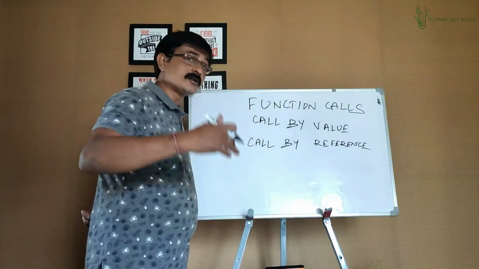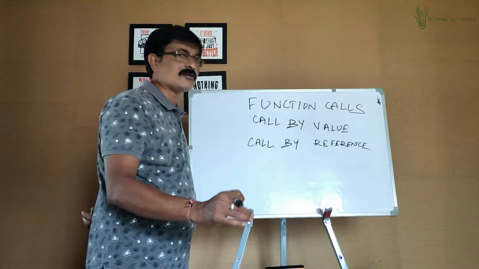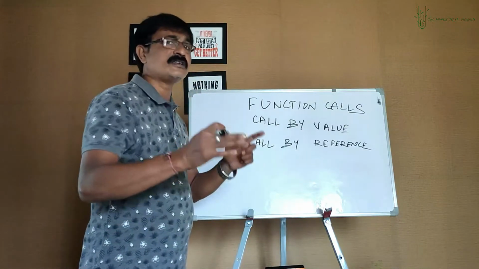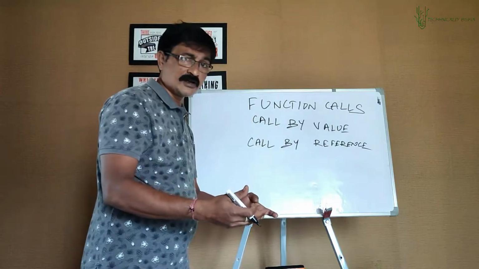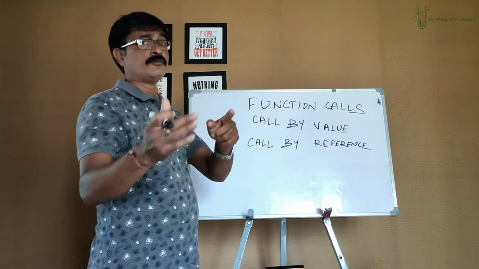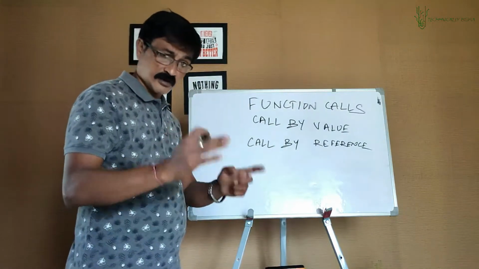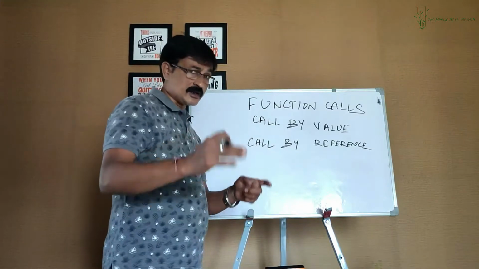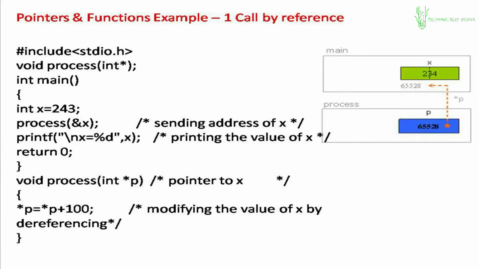Alright, pointers with functions. I'll start with a very simple example of how it is used. Then we elaborate how it is used, and then we move into other examples. Alright, so let's go on with it. Let's look at the first slide, first example. Look at the example of call by reference, which I mentioned to you just some time back.